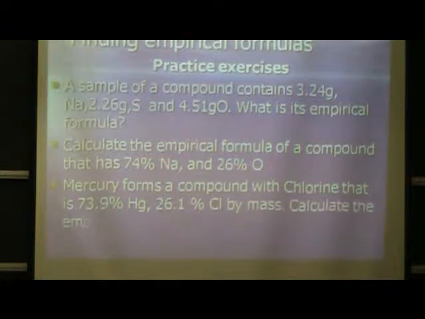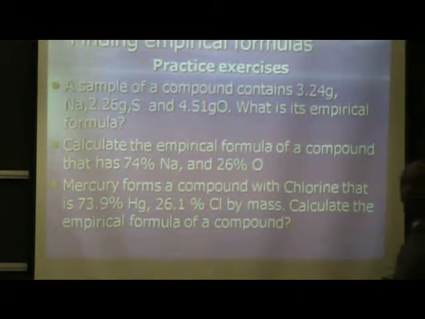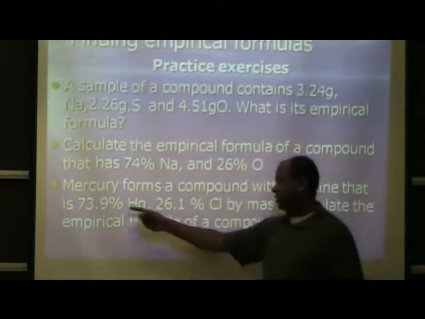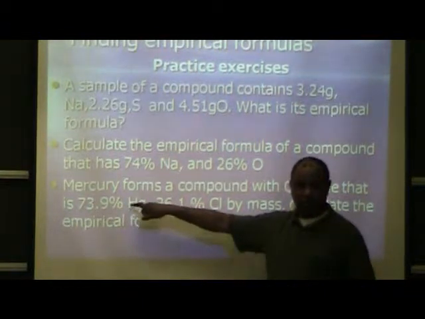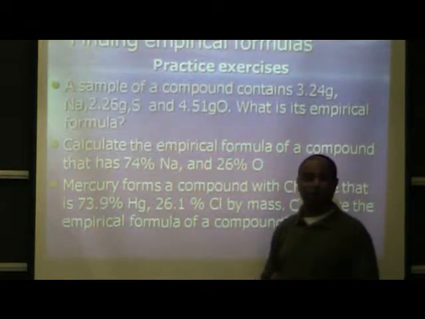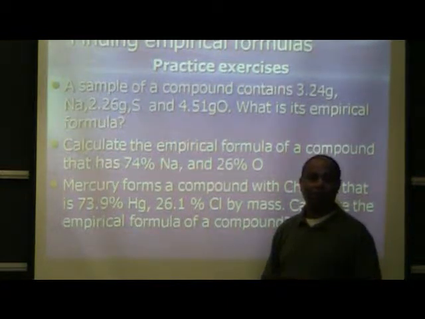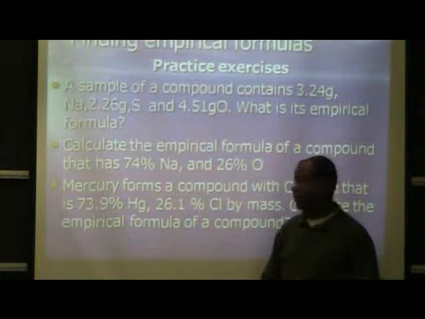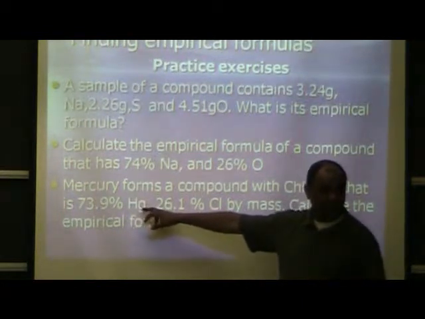So we have another question here. Mercury forms a compound with chlorine. Again, the principle is the same. What do we need to do? We have 73.9% of mercury. We need to get the atomic weight of mercury. What is the atomic weight of mercury? Look on the periodic table. 200.59. So we have to divide 73.9 by 200.59, right?